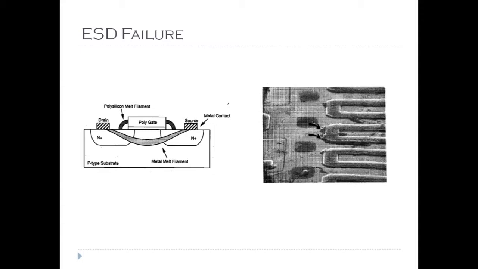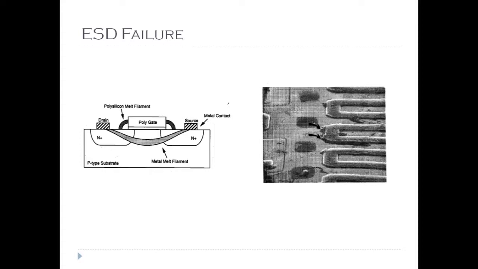Here it can be seen that there is a melting of a metal. The metal contact gets melted, and because of this you can see the drain and source are shorted permanently. This image shows the picture captured by SEM, that is, a scanning electron microscope. Here you can see the damage, the metal got melted. It may lead to unwanted operation of an IC, and it may result in failure of the operation of an IC. So that's why we have to avoid this ESD failure.